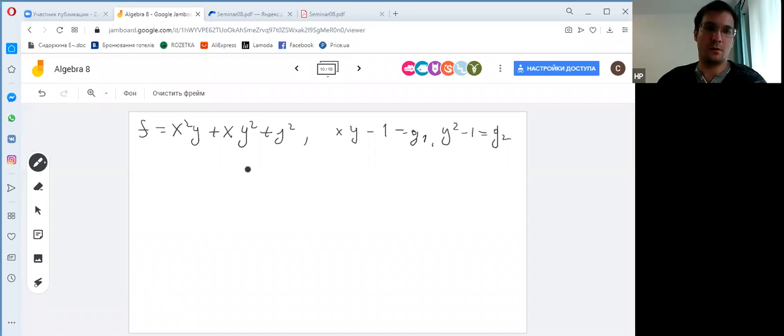Maybe somebody has the possibility to write on this board, not by your mouse, but in some more convenient way. Is there a person who has the possibility to write on this board? Unfortunately, it seems that there is no such person. Okay, let me write, and you just say what I shall write.